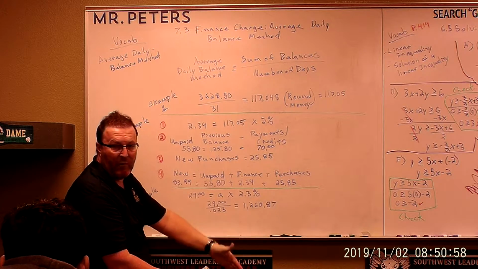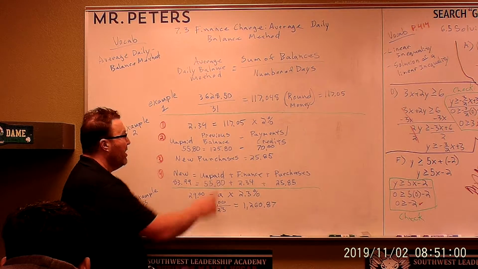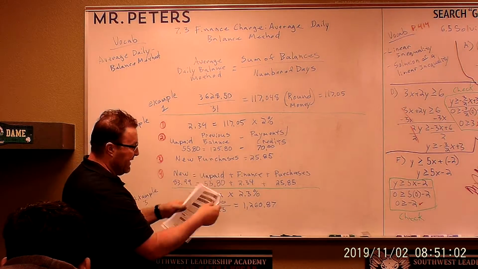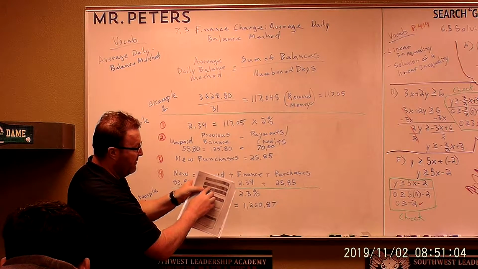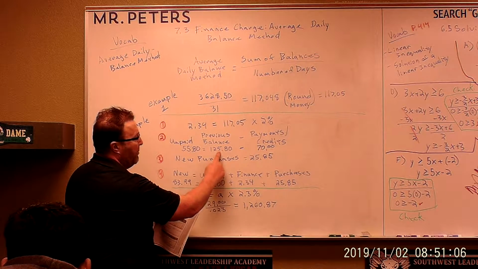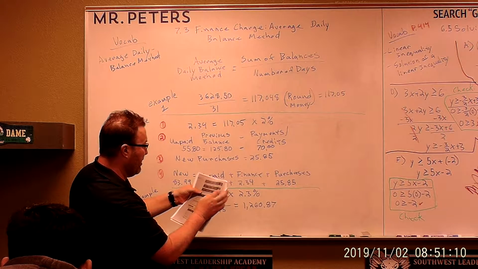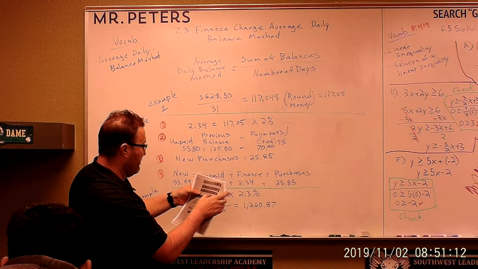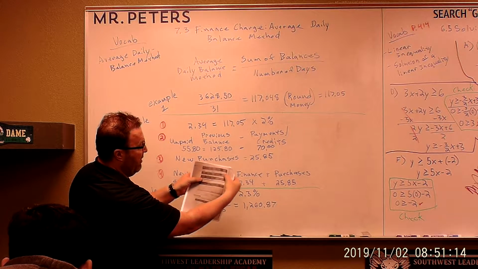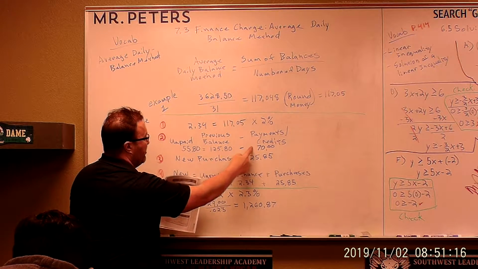Everything else is the same as what you've done so far. You have a previous balance, and it tells you that on the statement right here. So you take the previous balance minus any payments and credits. The payments and credits are on there, 70 right here, so we subtract it.